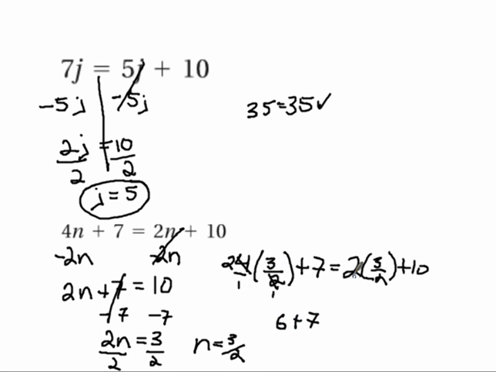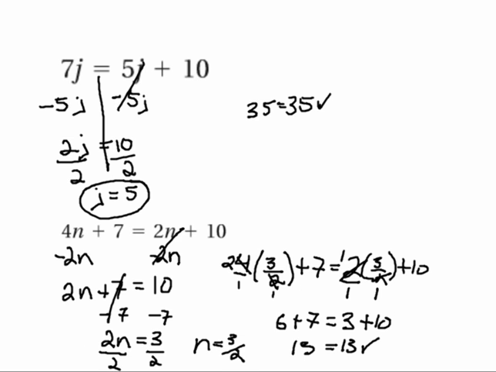plus 7. Here, if I put this over 1 and cross reduce, 2 goes into here once and goes into here once. 1 times 3 is 3 plus 10. Okay, 6 plus 7 is 13. And 3 plus 10 is also 13, so I did do this correctly.